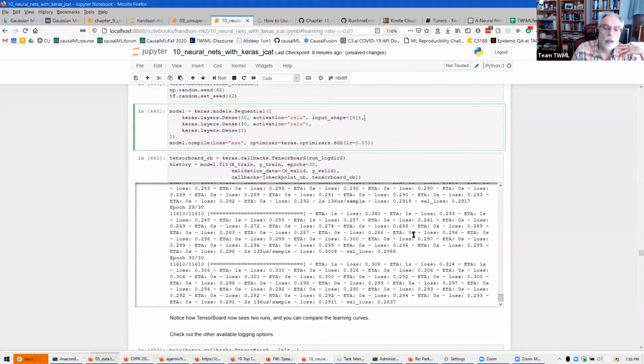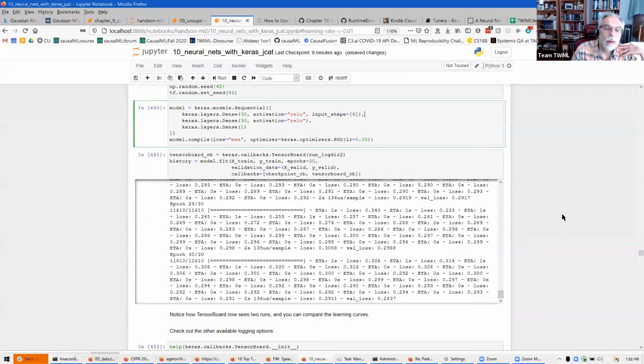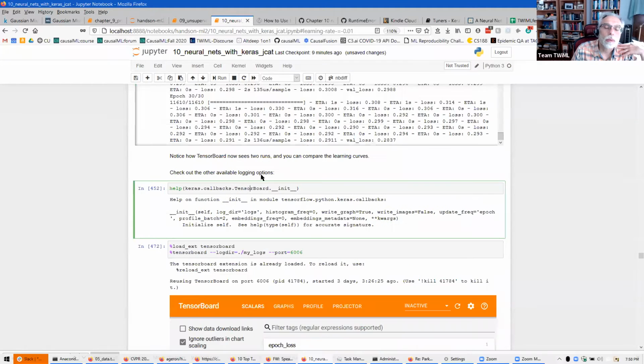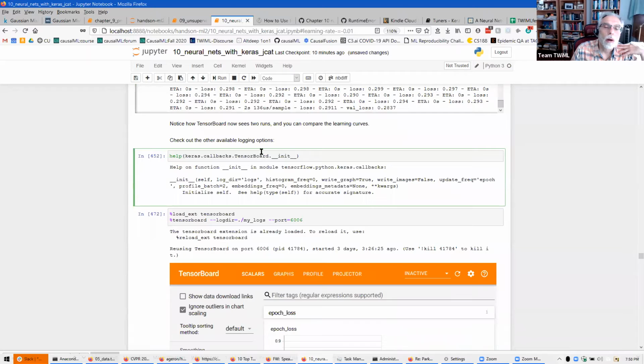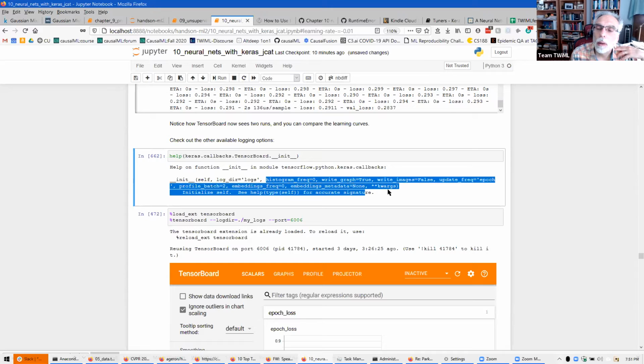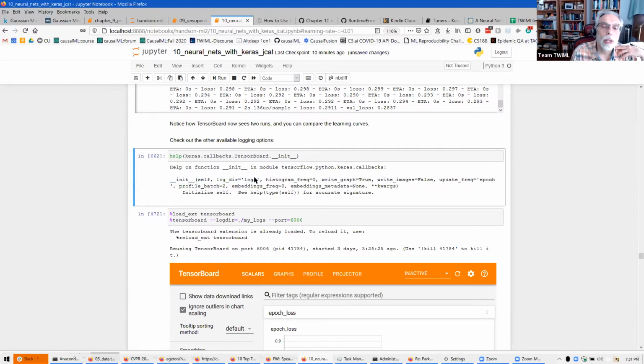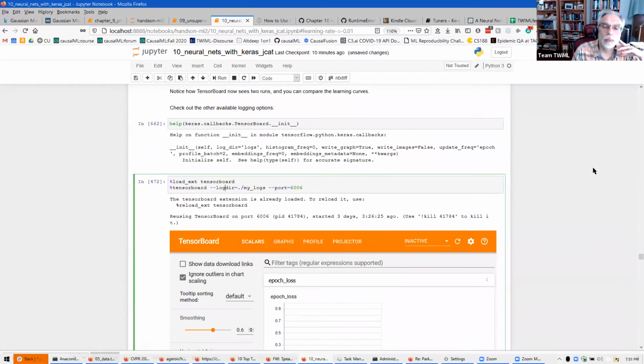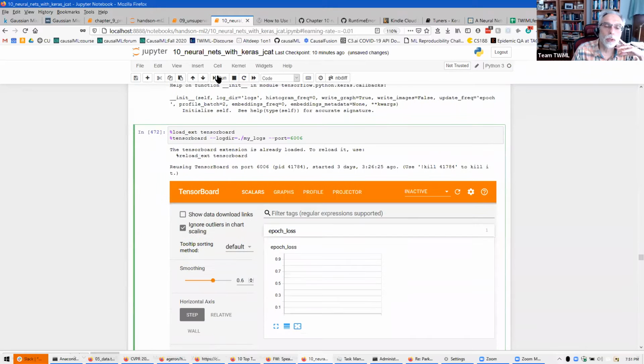Okay, so I finished, and let's see. Okay, I guess he wanted to show you that there's other available logging options. I haven't explored any of these. So I guess your log files can have images in them. I haven't really explored any of that. So here's the second run in Tensorboard.